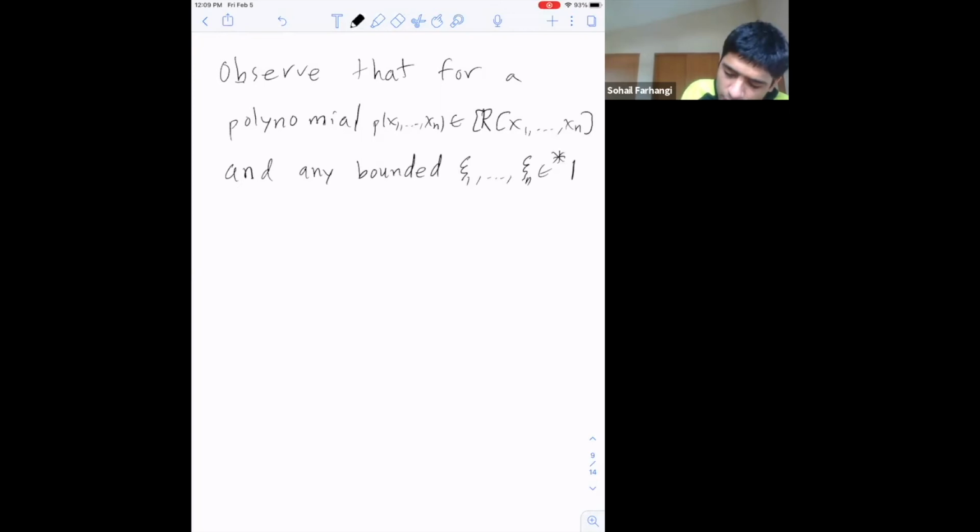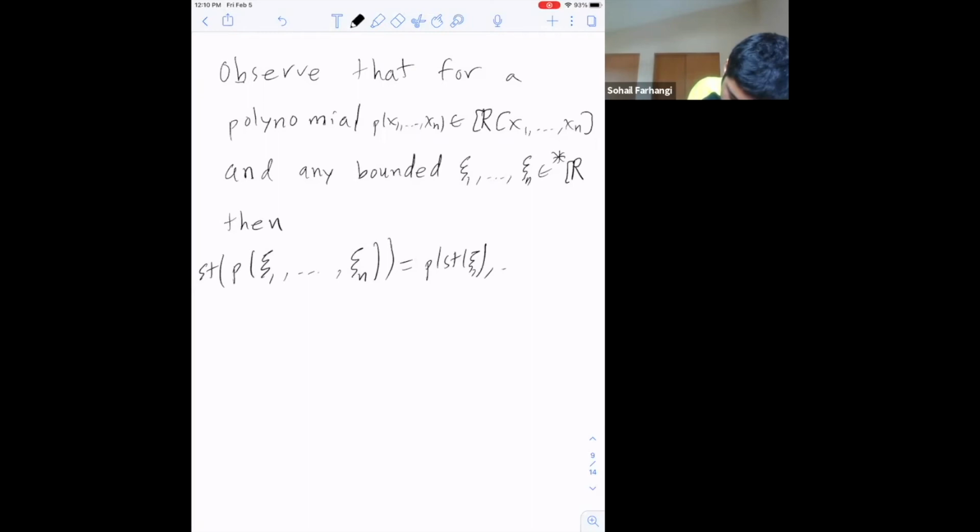So if you take an n variable polynomial with real coefficients, just standard real coefficients, and then you take any bounded non-standard numbers, and we evaluate it, the standard part of the evaluation is the same as the evaluation of the standard parts.